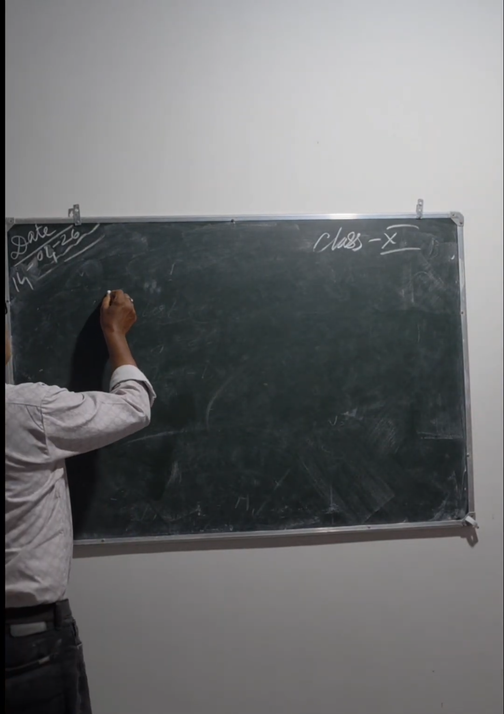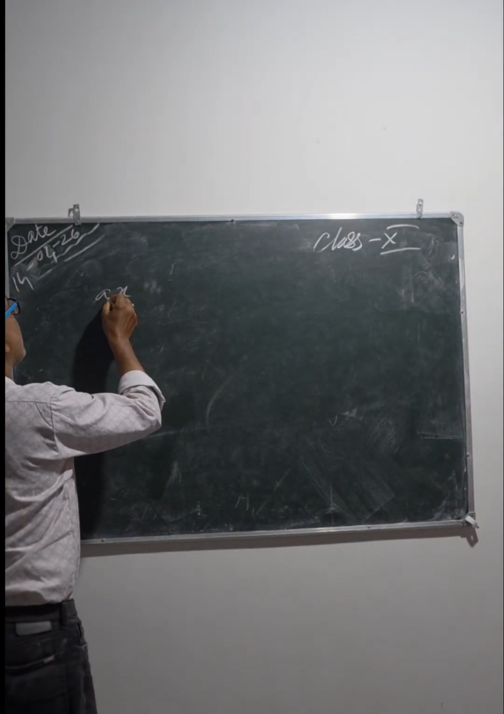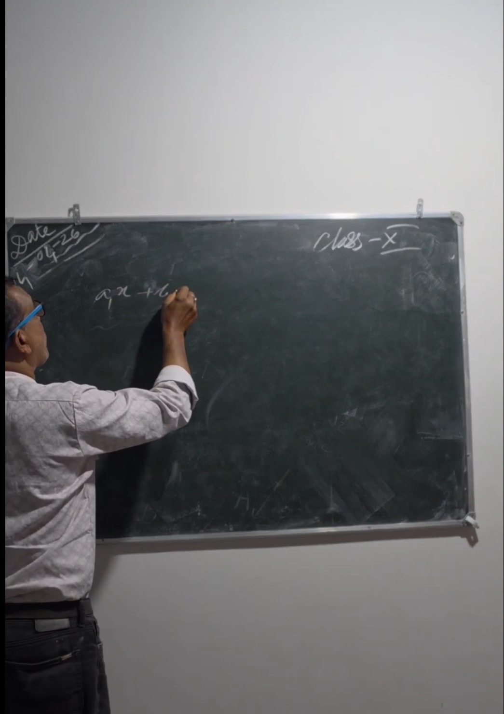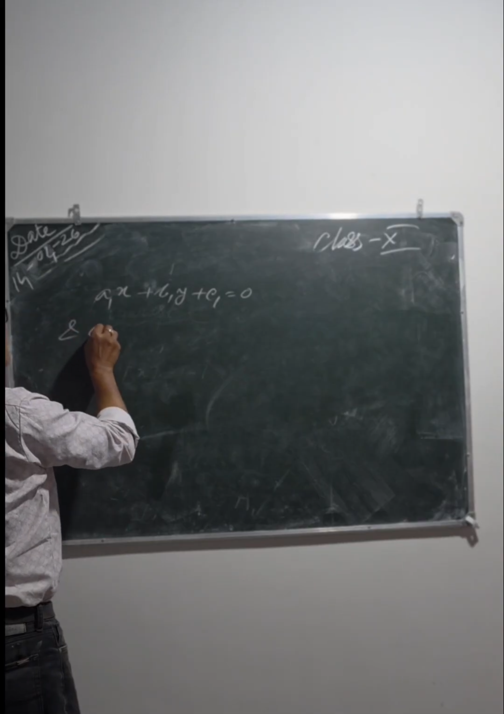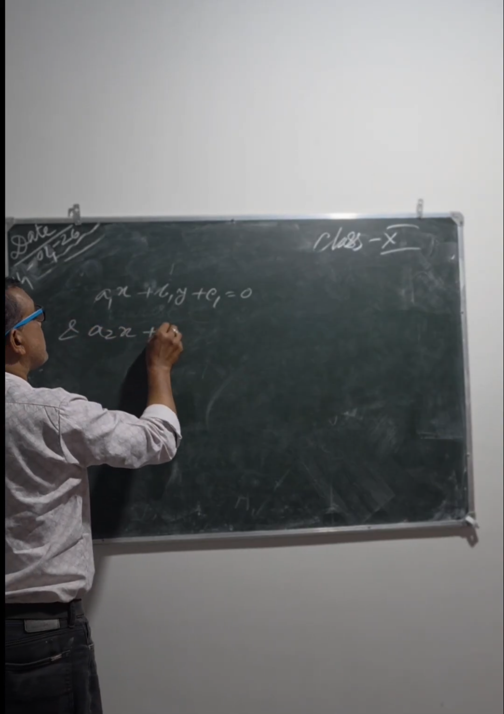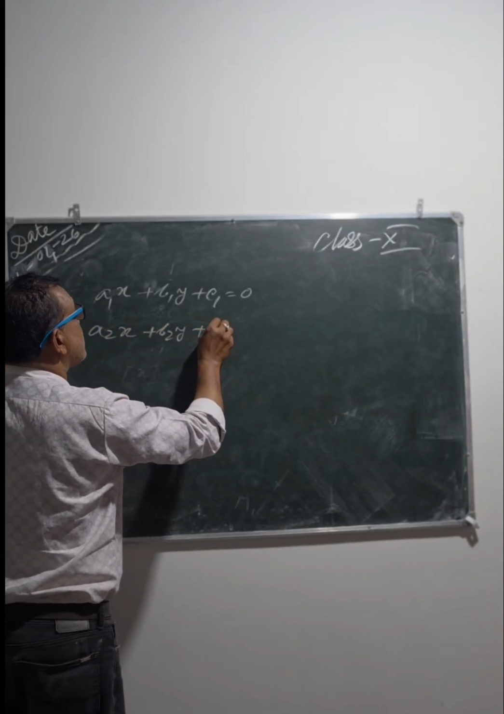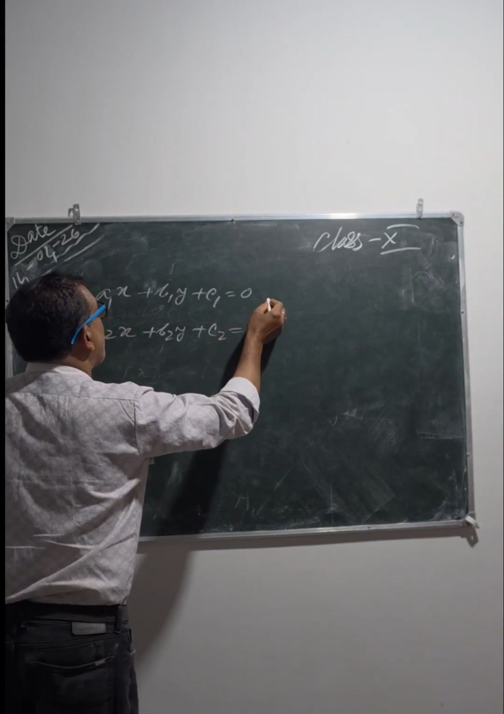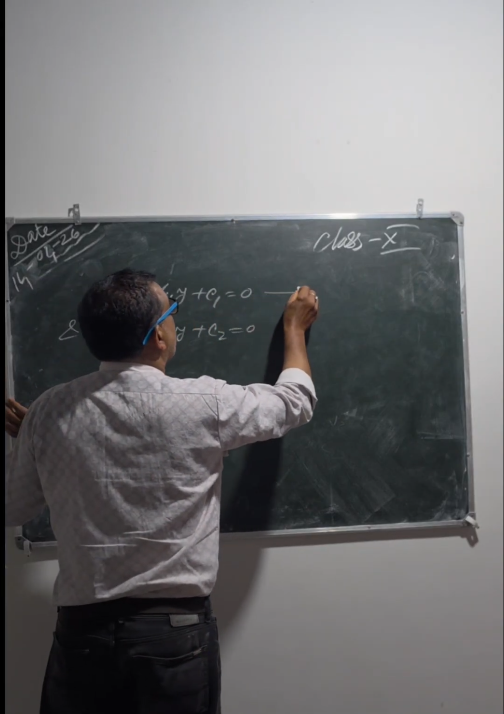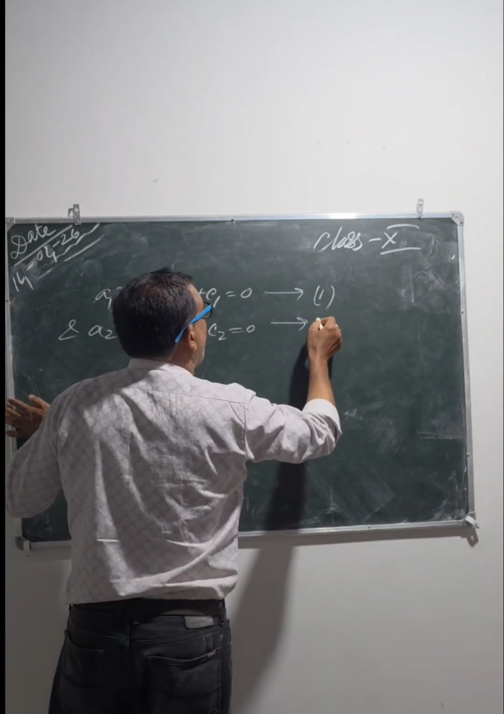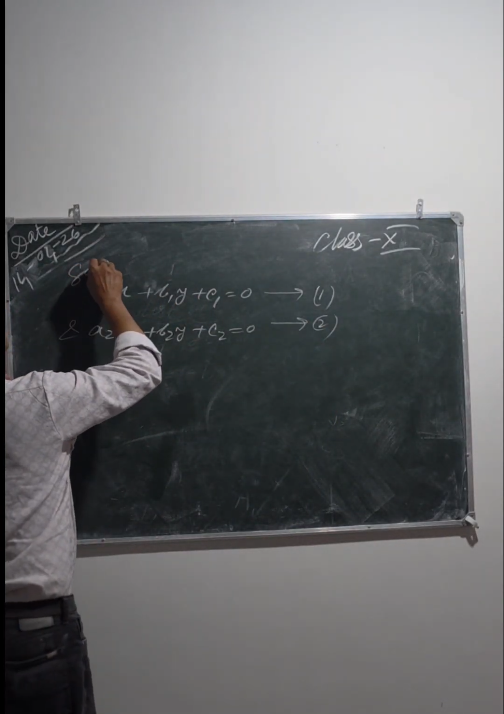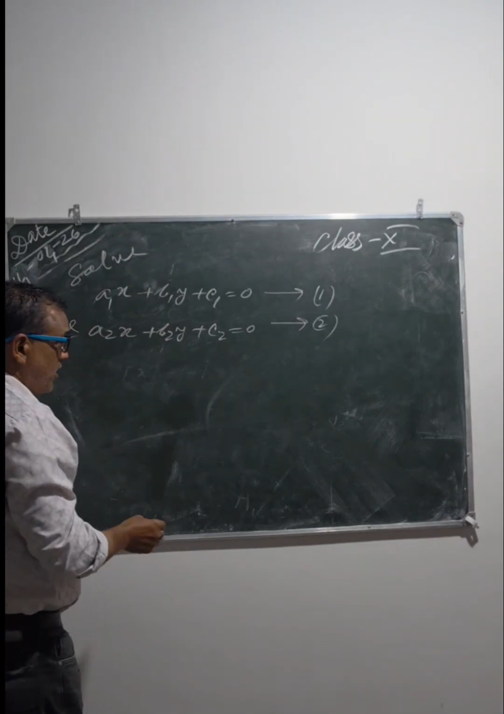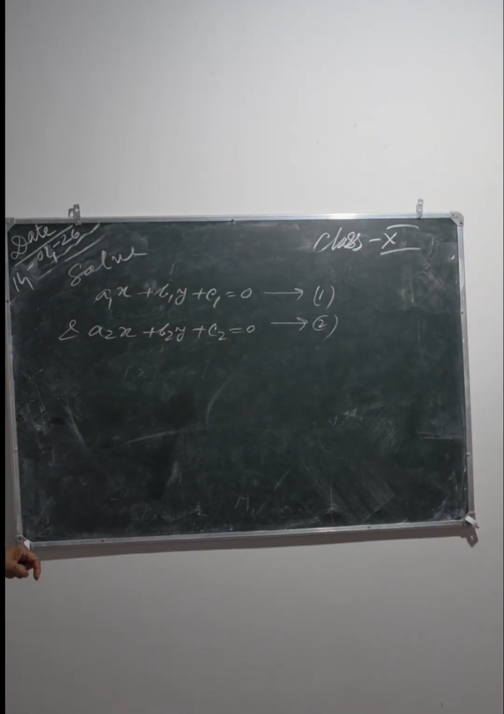Let us take one example first of all. Say a1x plus b1y plus c1 equals 0 and a2x plus b2y plus c2 equals 0. By applying the cross multiplication rule, how do we solve this? If we are given this, solve these equations by applying the cross multiplication rule.